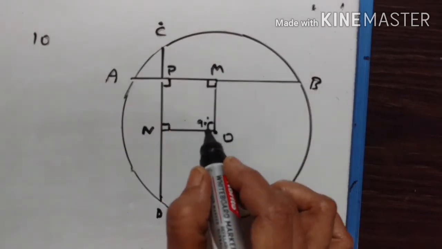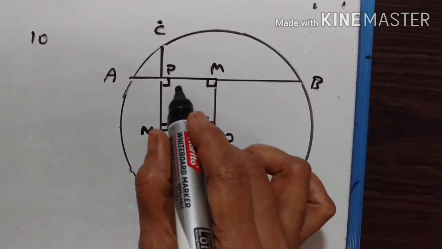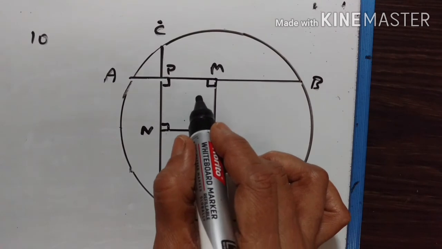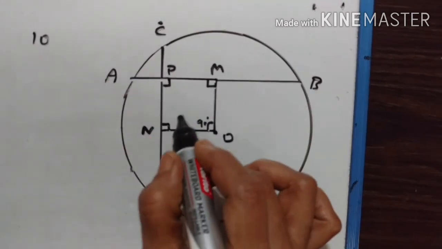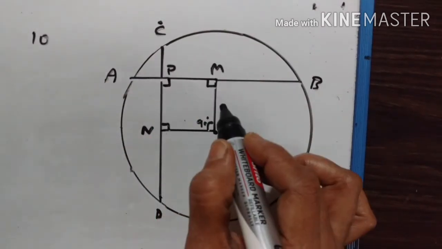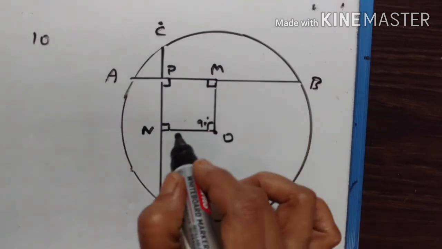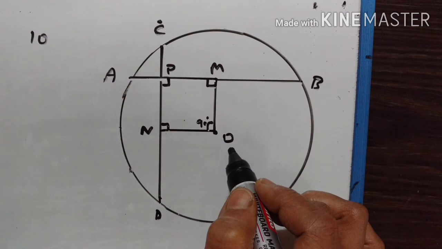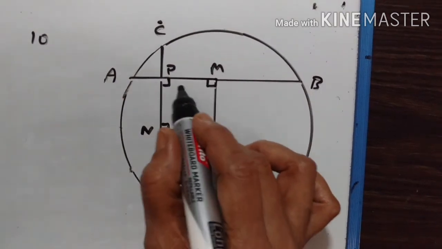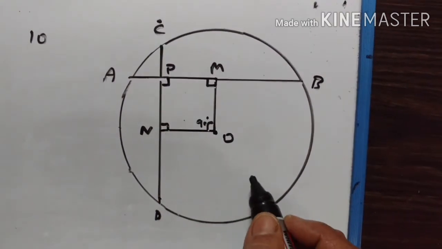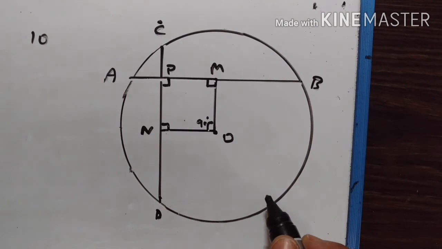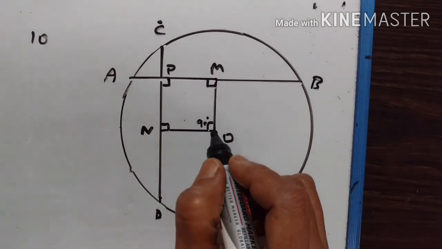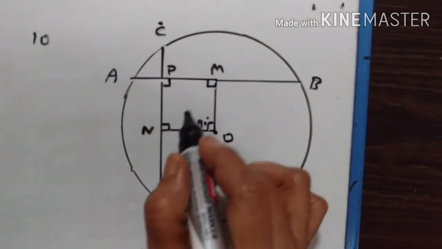Now we can call it a parallelogram or a rectangle with opposite sides parallel to each other. Parallelogram because PM is parallel to NO since the allied angles are supplementary. Rectangle because all the angles are 90 degrees each. So a rectangle is a parallelogram. That means opposite sides are equal. PM is equal to NO.